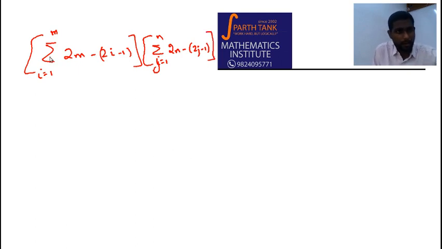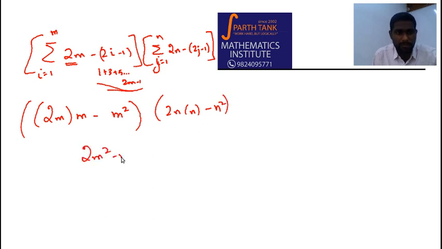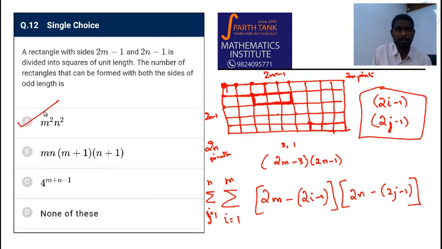Now how to evaluate this summation? 2m here is a constant, right? It is coming m times, so it will become 2m into m minus the summation of odd numbers, 1 plus 3 plus 5 up to 2m minus 1. Now we know that the sum of the first m odd numbers is m squared. The same way, this is 2n into n minus n squared. So it's going to become 2m squared minus m squared and 2n squared minus n squared, which is m squared into n squared. So the answer is m squared into n squared, option A.